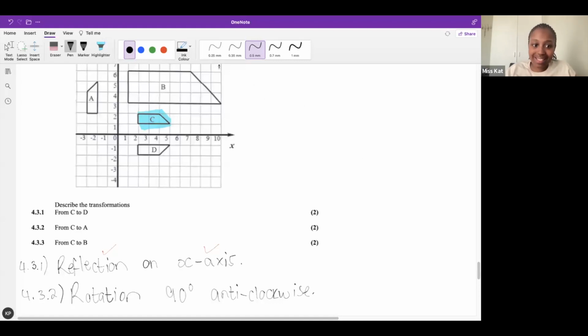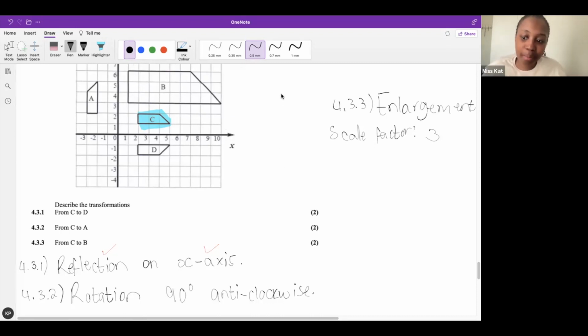Okay, last one, from C to B. Enlargement. Okay, 4.3.3. It is an enlargement. And what is my scale factor? Enlargement. Nice. And my scale factor is 3.